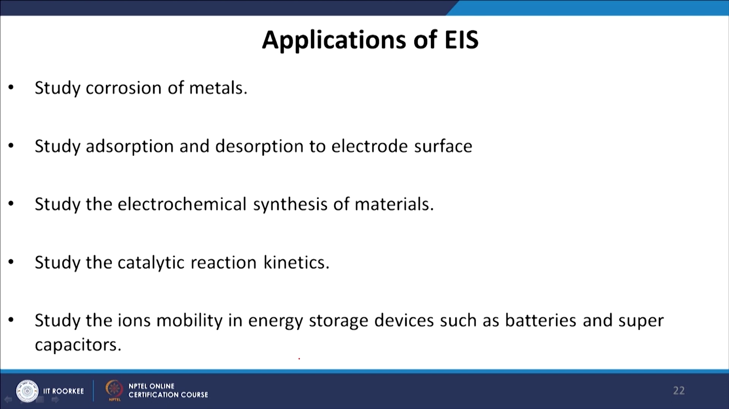Now, what are some of the applications of EIS? First of all, it has been commonly used in metallurgy for the study of corrosion of metals. It has been used for the study of adsorption and desorption on electrode surfaces in electrochemical spectroscopy. It is used in the study of electrochemical synthesis of materials. It has been used for the study of catalytic reaction kinetics, and also for the study of ion mobility in energy storage devices such as batteries and supercapacitors. And it has been extensively used to find the ion mobility and Warburg diffusion coefficient in perovskite solar cells and in organic solar cells also.